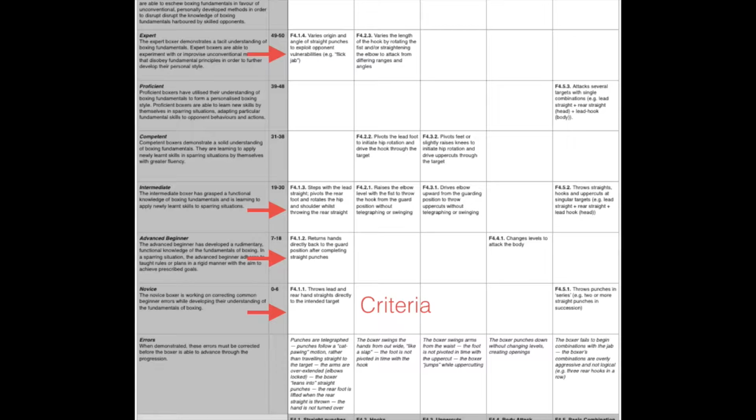As we go further up, we can see that an intermediate boxer will step with the lead straight. They might also pivot their rear foot and rotate the hip or the shoulder while they're throwing the rear straight. And finally, an expert boxer might move away from traditional technique and vary the origin of their punches. An example of this could be them throwing a flick jab from the waist.